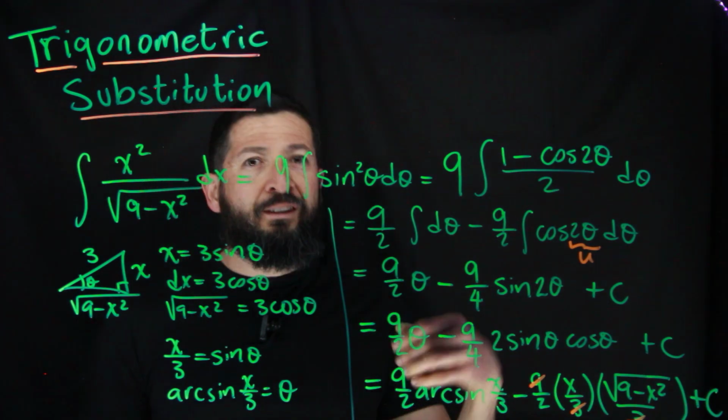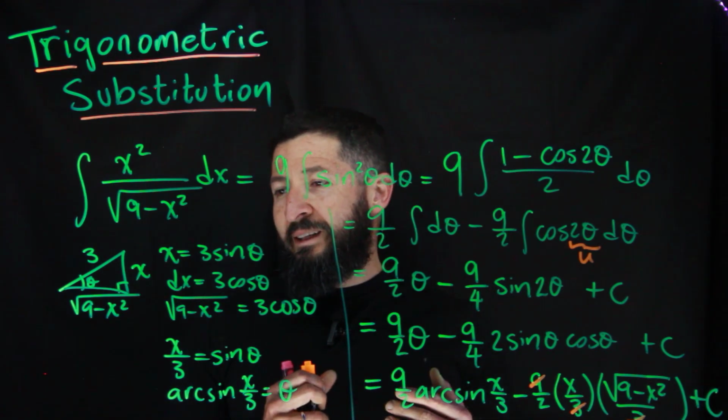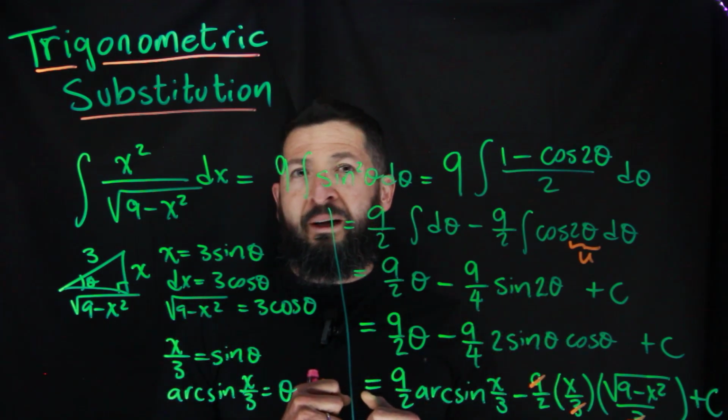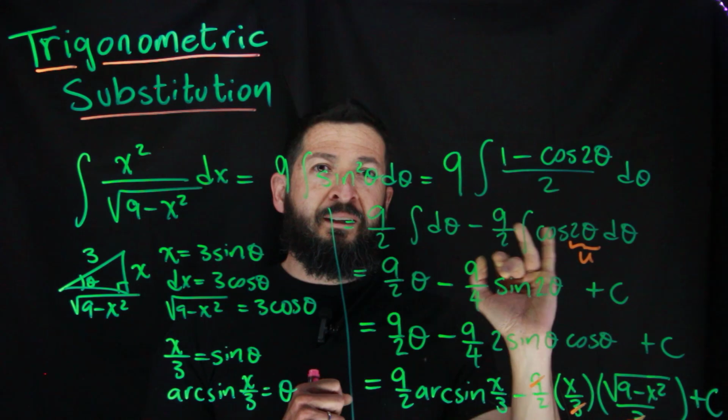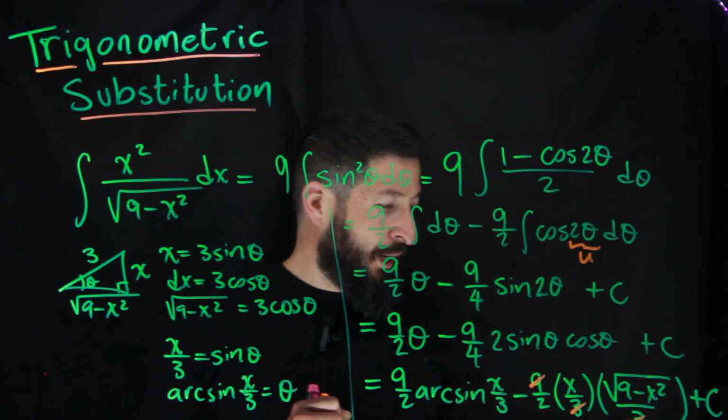So I'm going to erase the last one and we'll wrap the video up there. Hopefully this all made sense and you could compare and contrast the sine, tangent, and secant substitution. So I'm going to erase and I'll be right back.